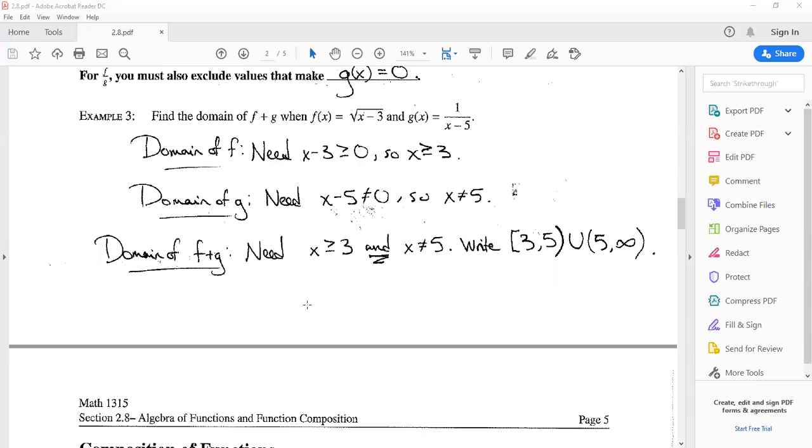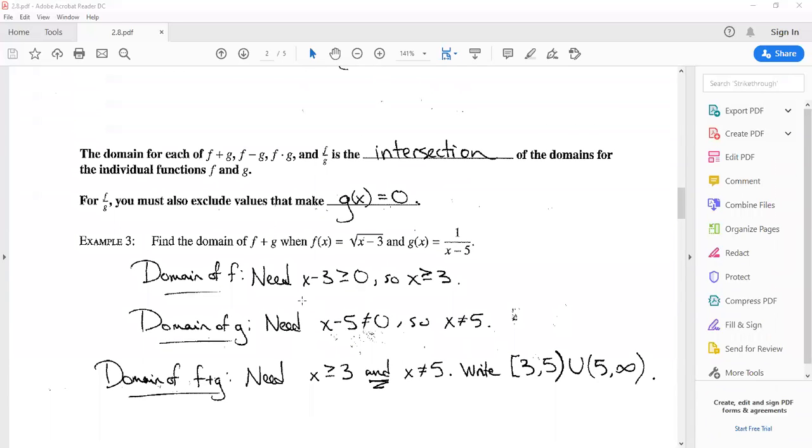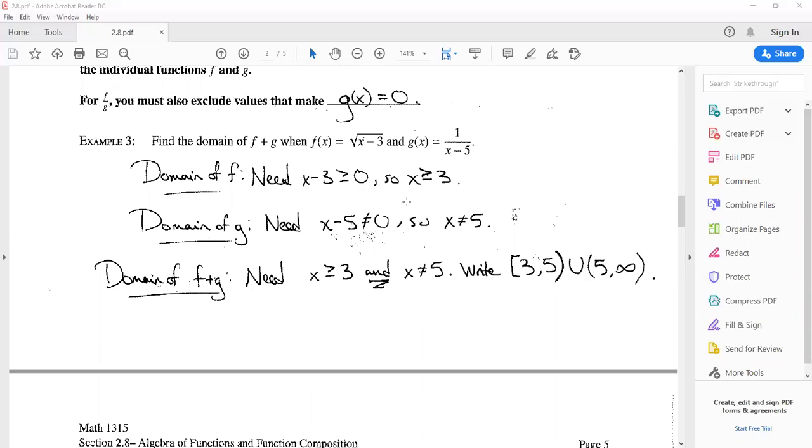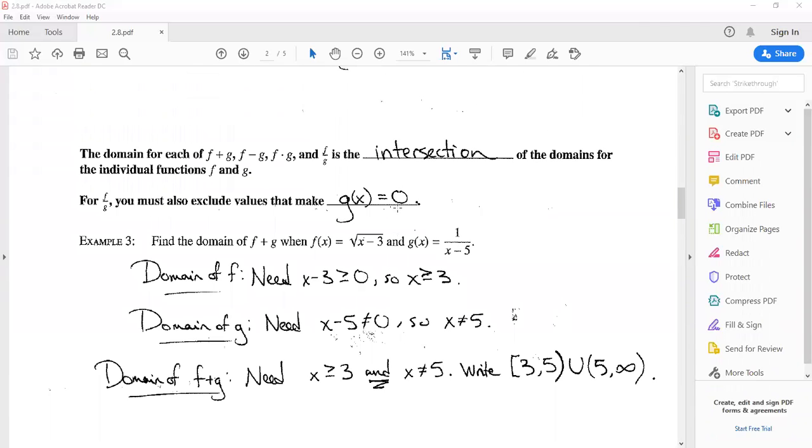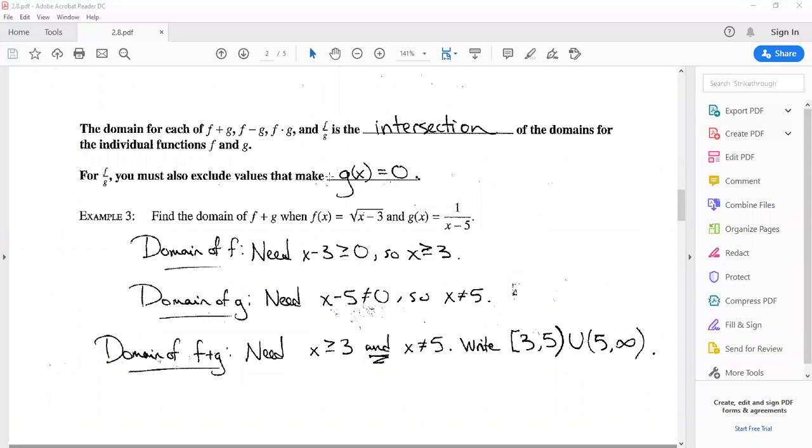So that's how this domain works for f plus g, f minus g, f times g. And in the case of f over g, you also have to exclude any values that make g of x equal to 0. So come back next time, and we will discuss composition of functions, the second part of this talk. And we'll be using composition of functions more often than not, I think, when we proceed into chapter 4.